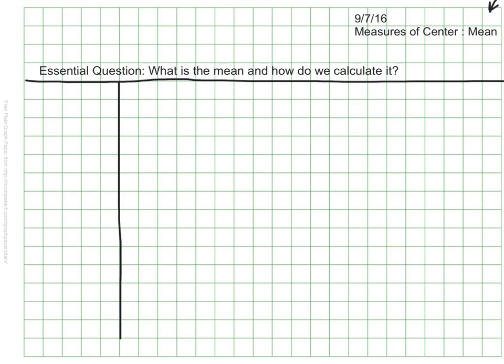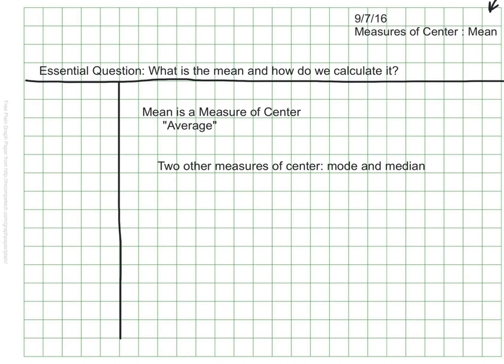The mean is a measure of center. It's one way to think about average. There are other two types of measures of center we talk a lot about, and those are mode and median. The mean is one measure of center, and it's the value you get if all the data is combined and then redistributed evenly.